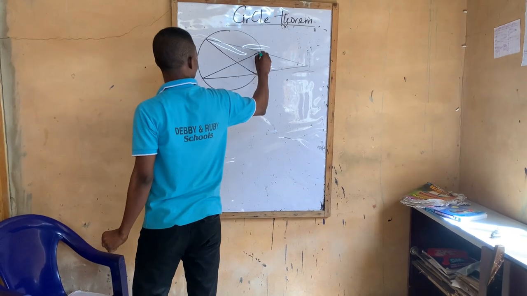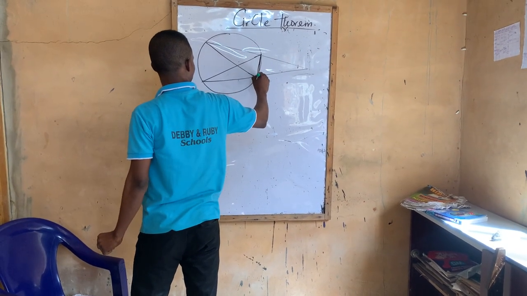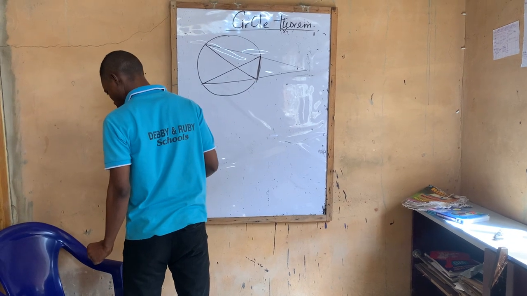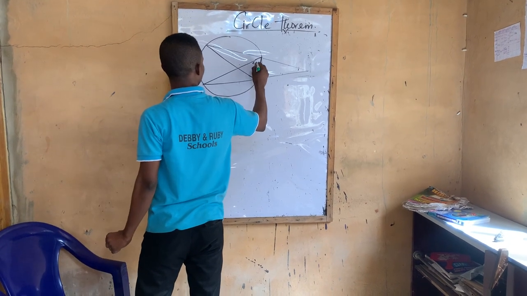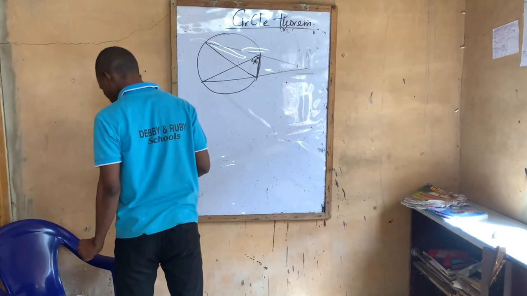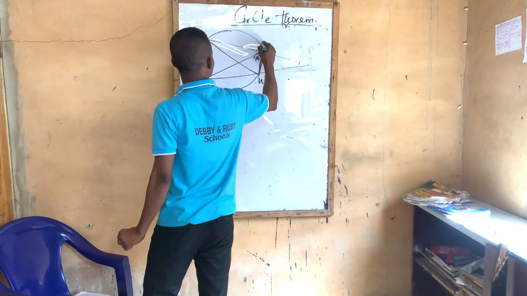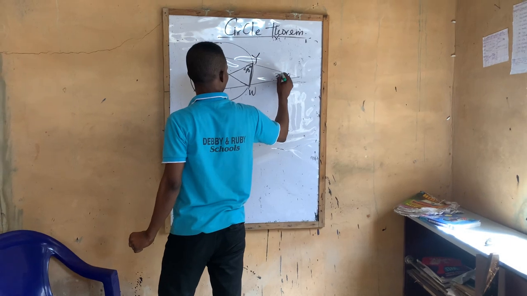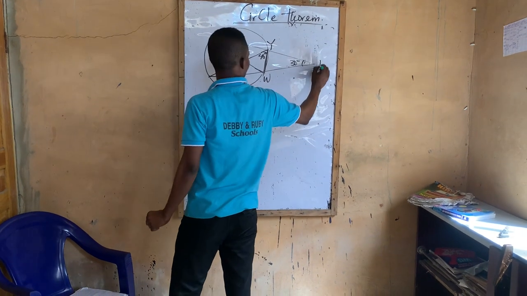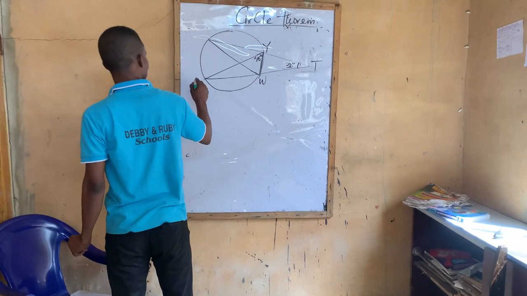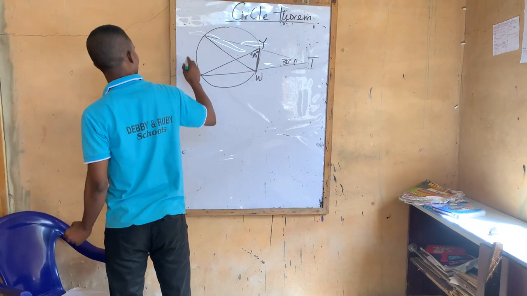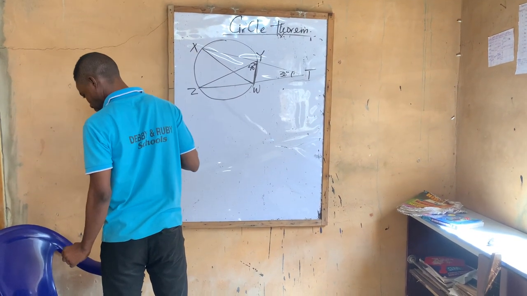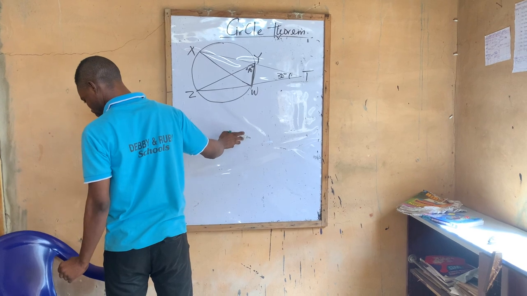Sorry, there's a line here, and you give 40 degrees here and 40 degrees here. W, Y, it gives us 30 here, and T, Z, X. I think that was it.